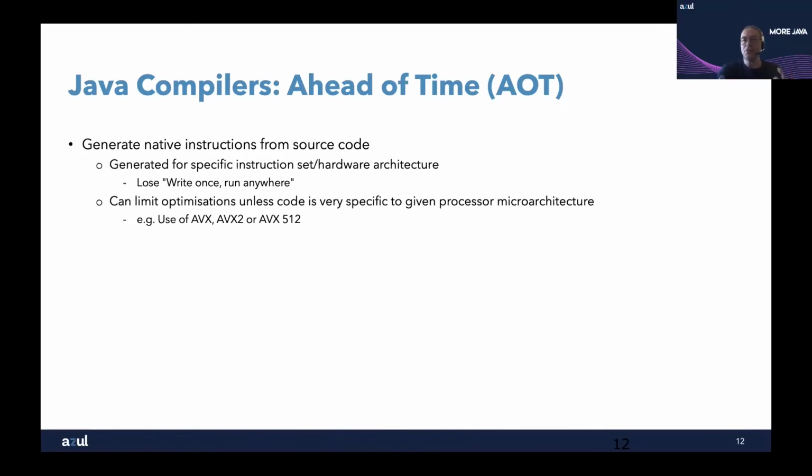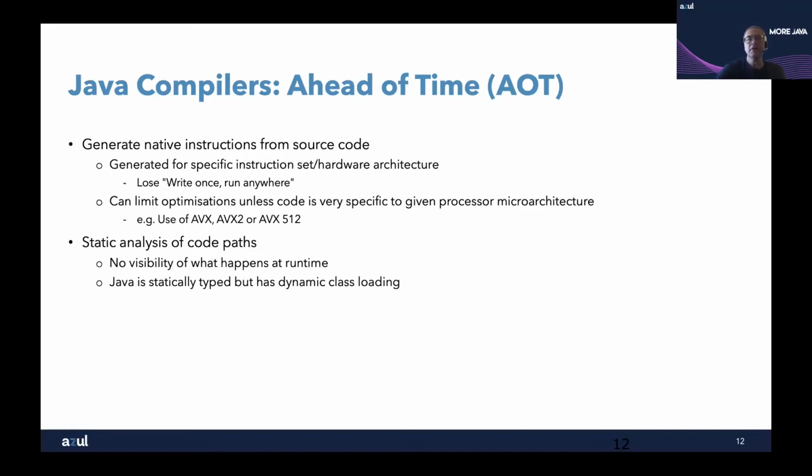So this is the kind of thing that we do need to consider: how do we compile? Do we go for very, very specific microarchitectures? The other thing that we need to think about when it comes to static ahead of time compilation of Java code is that we're doing static analysis of the code paths. We're looking at the code purely based on what the source code represents. We have no idea of how that code is actually going to be used at runtime.